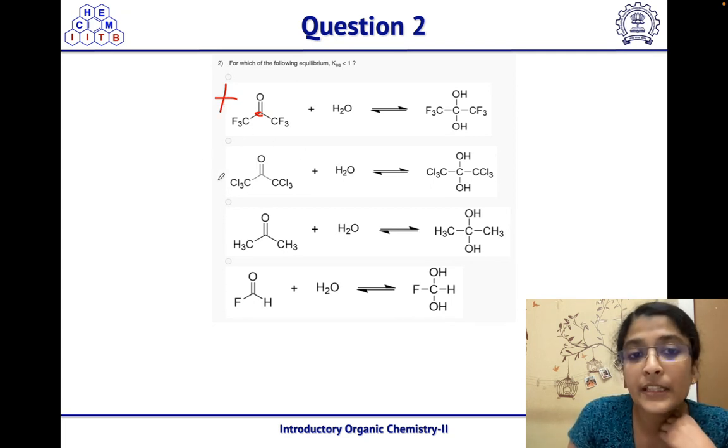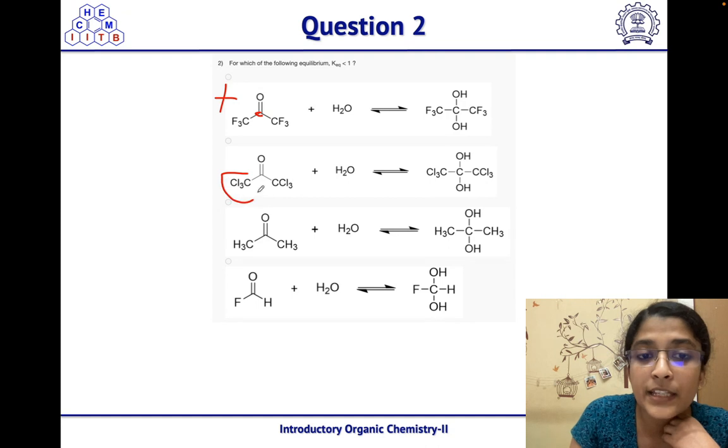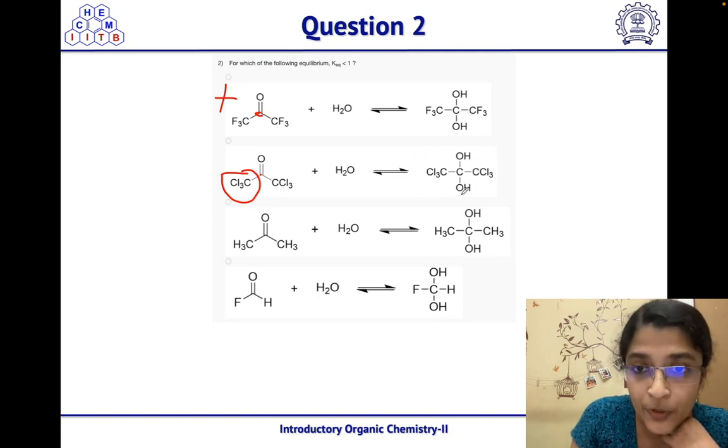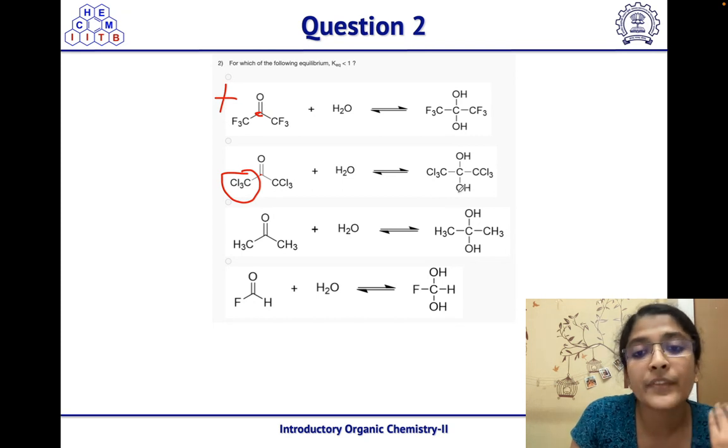Similar is the case with this system also, this hexachloro substituted acetone. Here this CCl3 group is also electron withdrawing in nature. So this carbon center will be more electrophilic. Water will attack and it will easily give this hydrate. So here the product concentration will be more. Because of that K equilibrium will be greater than 1. So this option also we can eliminate.